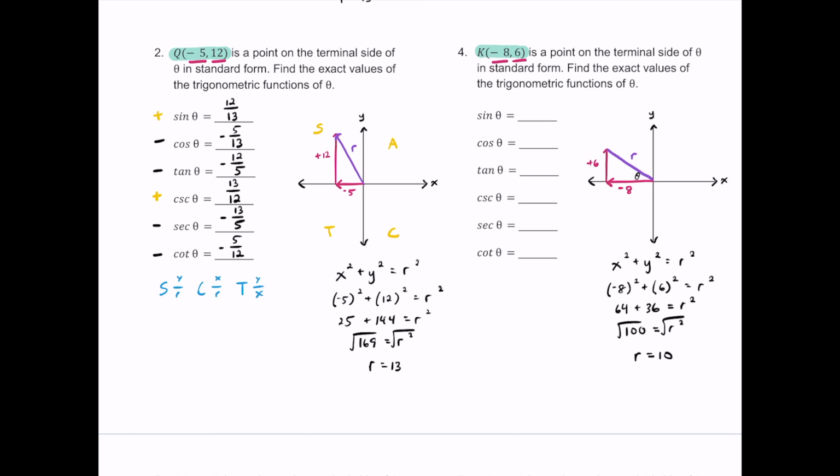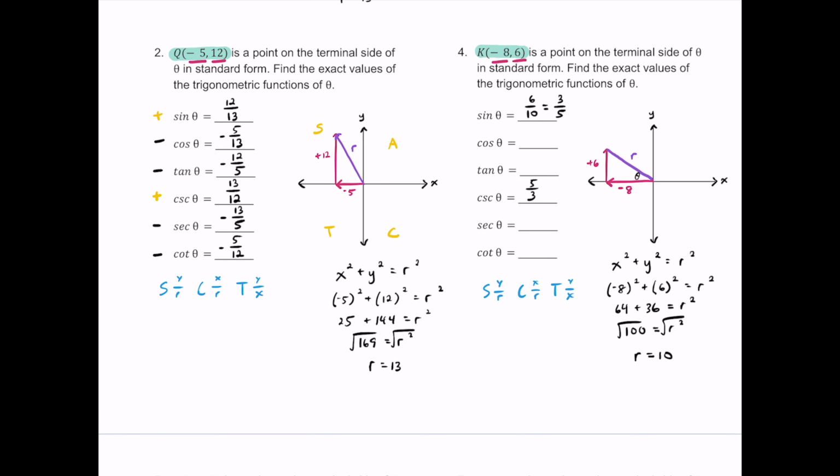And so what are the ratios? If you're starting to get the hang of it, good. We have sine, cosine, and tangent. As we do sine, it's going to be y over r, so y is up and down. That's positive 6 over r, which is this positive 10, so positive 6 over positive 10. Right, 6 over 10 divided by their GCF of 2, that's going to be 3 over 5, which means that for cosecant, it's going to be 5 over 3.